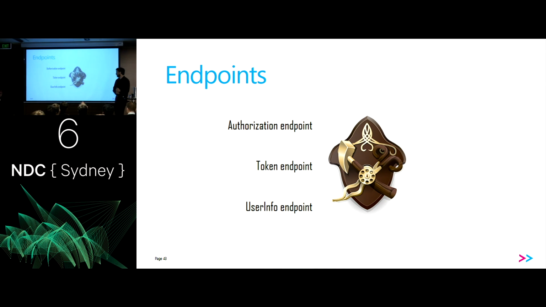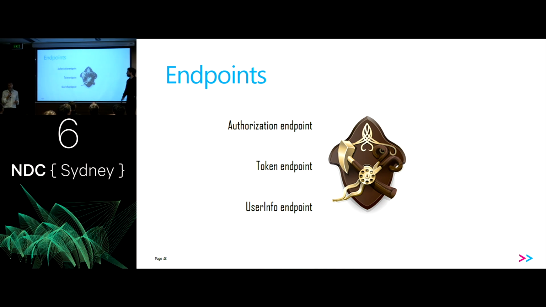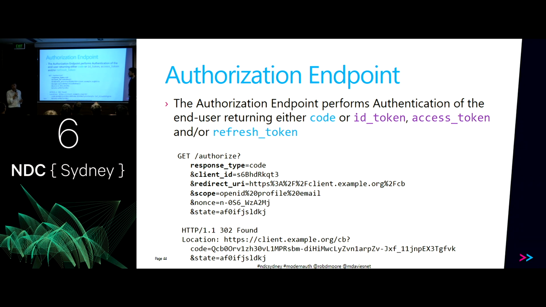Cool. So now that we've covered the fundamentals, the next thing to talk about is endpoints. There are a number of different endpoints that you can communicate with in OpenID Connect. These three here are the required endpoints. They will be in every implementation of an OpenID Connect server. There are also a bunch of other optional ones that we're not going to cover. The first endpoint to talk about is the Authorization Endpoint.